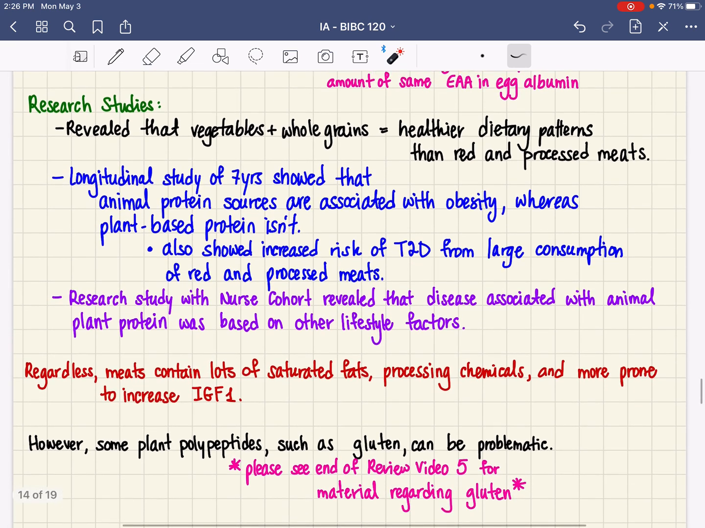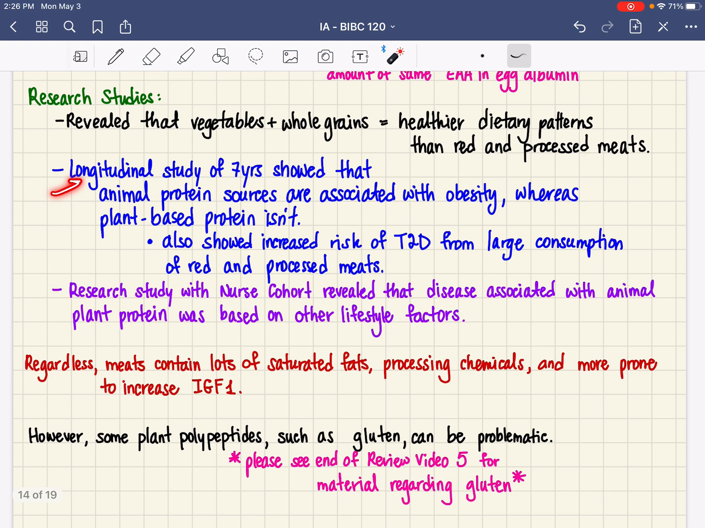Now, one of the prominent research studies that we looked at was this longitudinal study that was 7 years long, and they shadowed about 2,000 people or 1,700 people for 7 years, and they tracked to see how they are doing. Some of them were eating animal protein, so protein that comes from animal sources such as meat, and some others were eating protein that comes from plant-based diets. And this study concluded that protein from animal sources is associated with obesity, whereas plant-based protein is not.